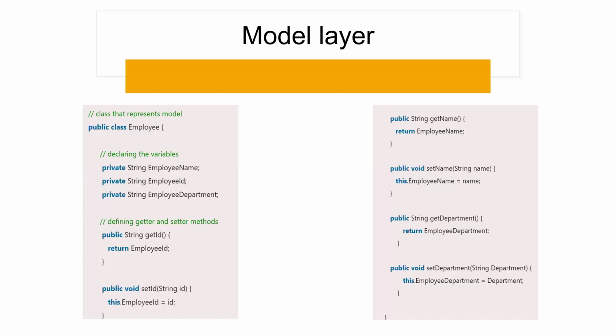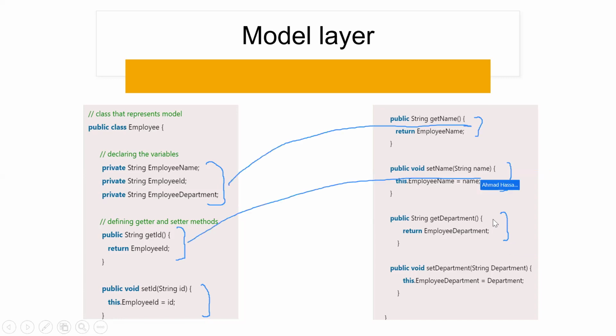So here I have my model layer. What will the model layer do? The model layer will be interacting with the database. It is the database itself that will store the data of the employee. Here you can see it is storing the employee name, employee ID, and employee department. Then it is responsible for getting the ID. This gets the ID and sends it to the controller, and the controller will interact with the view, which will send the information to the customer. Then we have set ID, get name, set name, and get department.